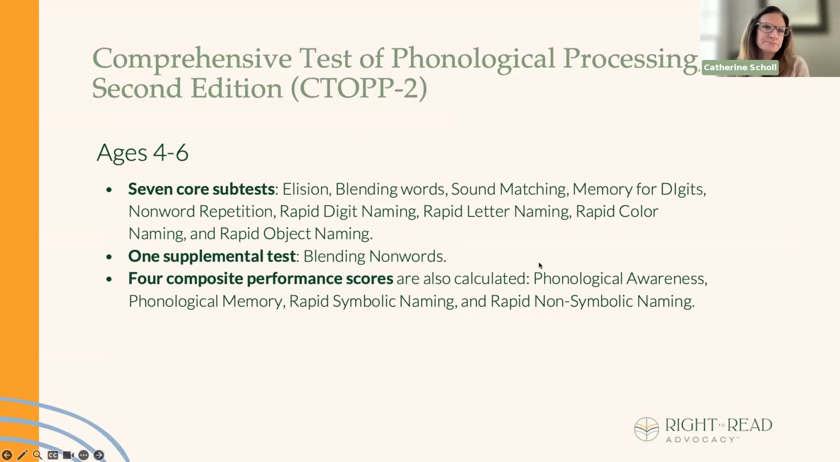But the ages 4 to 6, there are 7 core subtests. There is the deletion, which we call elision, and blending words. So the first part is where we give the child a word, we ask them to delete part of it and then repeat it. So this has nothing to do with writing or reading. You're literally just asking the child to listen to something and either delete or add or substitute another sound. Research shows that this is an incredibly important skill for reading.